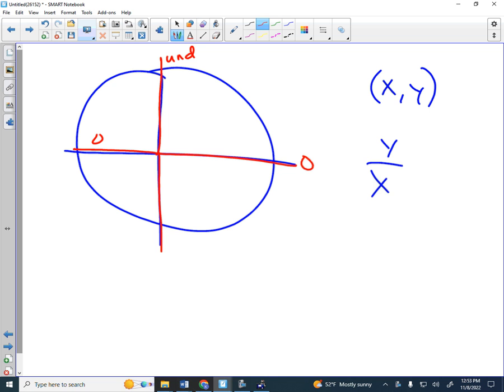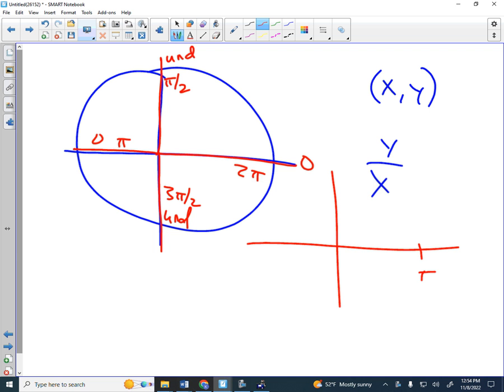So slope here, 0. Slope here, undefined. So you know that tangent is equal to 0 at 0, but at pi over 2, it's undefined. At pi, it's equal to 0. At 3 pi over 2, it's undefined. And at 2 pi, it's 0. So as I cycle through tangent, the fact is I know that tangent repeats itself every pi units, and at pi over 2, that's where it's undefined. So the graph looks like this. And the reason why is because, again, this is mapping the slope.